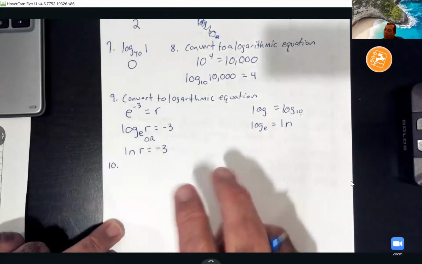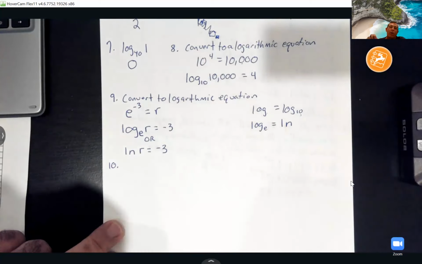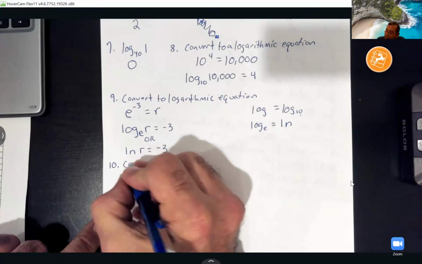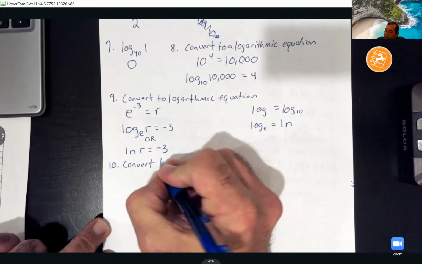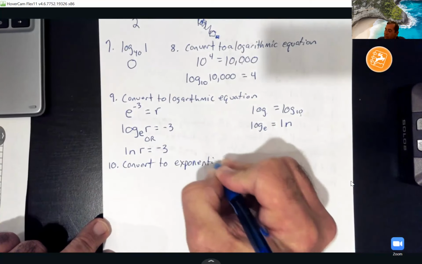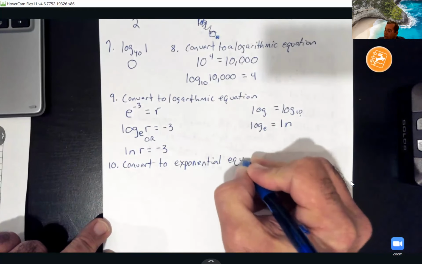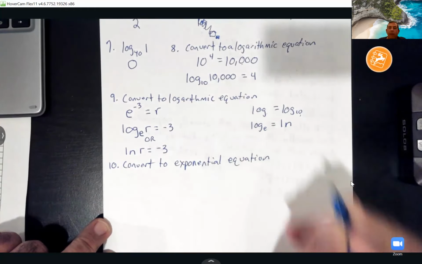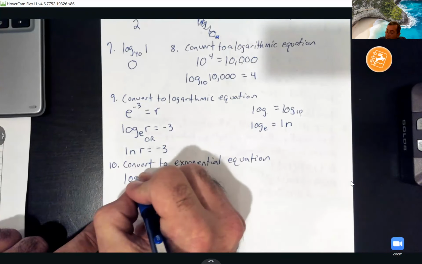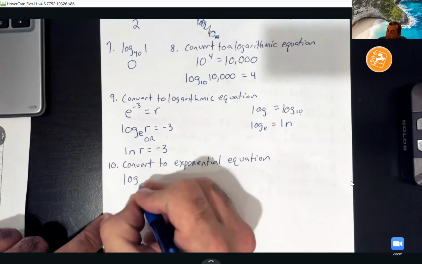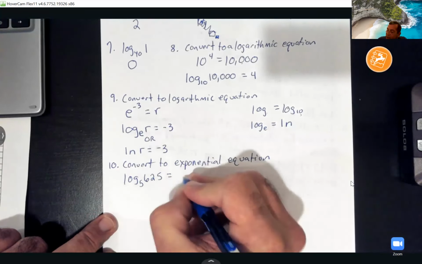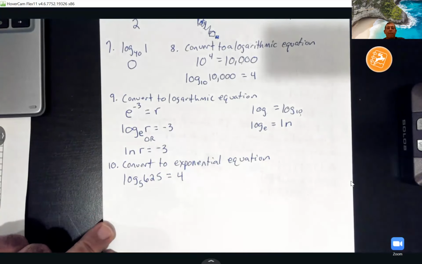All right, y'all. Now we're going to go the other way and we're going to convert from logs into exponential. So convert to exponential. All right, so for 10, I got log base 5 of 625 equals 4.